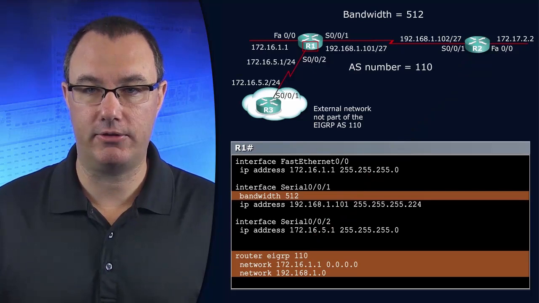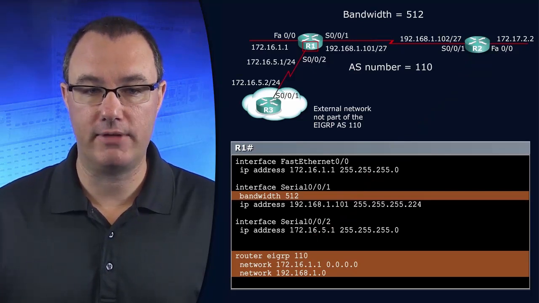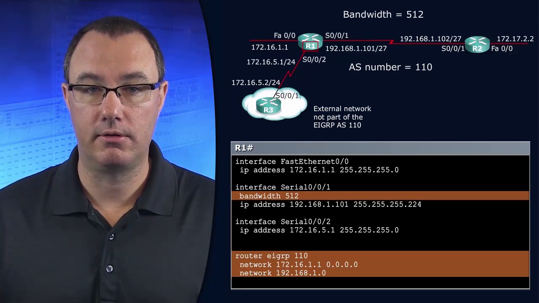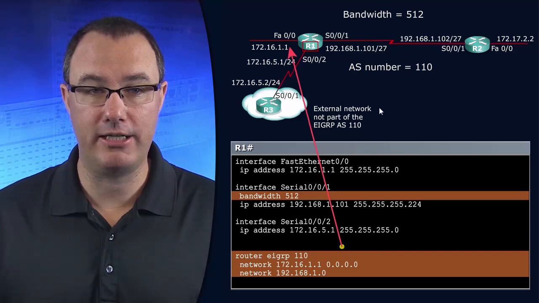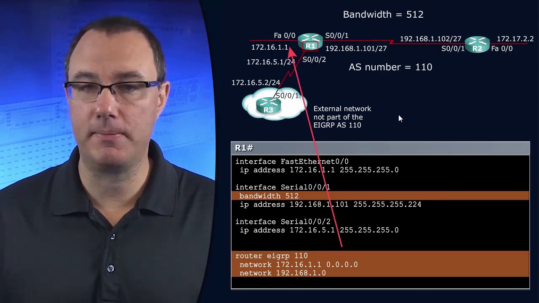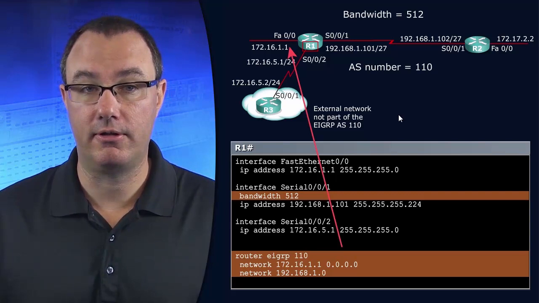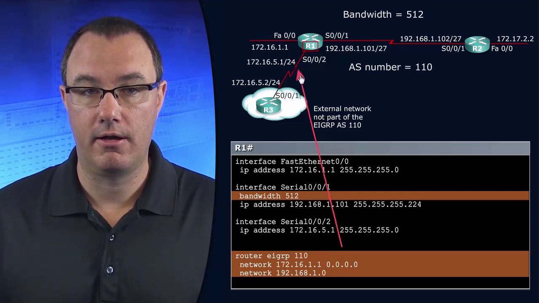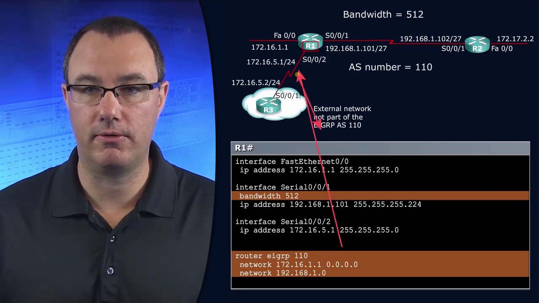The network command. Well, we have two. We're running 172.16.1.1 with an all zeros mask. That enables EIGRP on FastEthernet 0/0. Looks good. And we do that not to form adjacencies out that interface, but to make sure that we advertise it. We're not running on serial 0/0/2. That's going to another autonomous system, so that looks good.